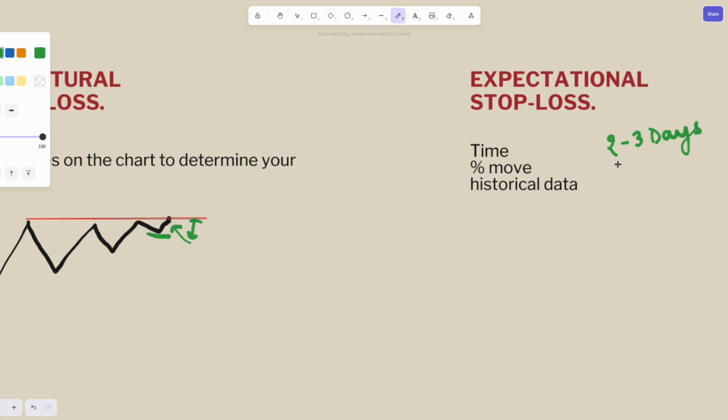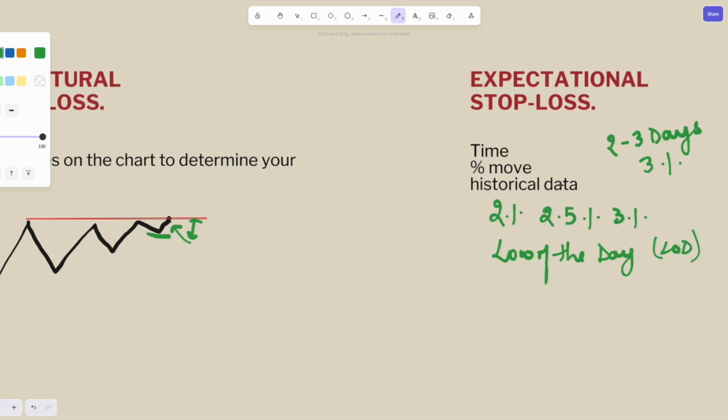Some people will say if the stock doesn't move tomorrow by a certain percent, let's say the stock doesn't move by 3% from my buy price tomorrow, then I will be out of the stock. While some people you probably would have seen simply use a number like, let's say, 2% SL, 2.5% SL, or 3% SL. Regardless of the structure, they simply use a number on all their trades, or they will say, I will use low of the day, also LOD, as my stop loss. All these are expectational.